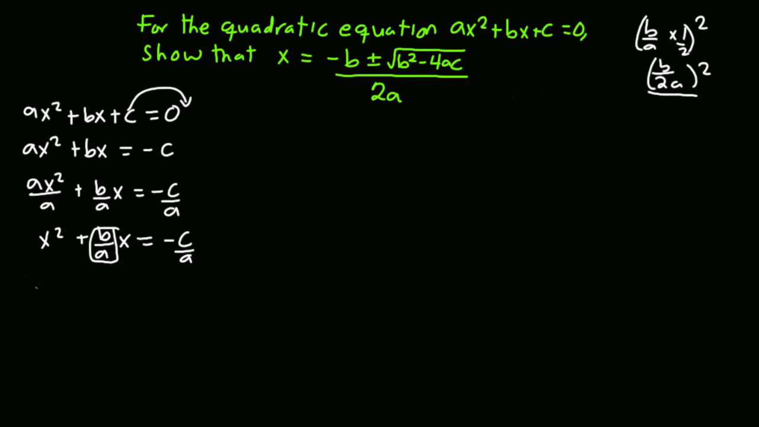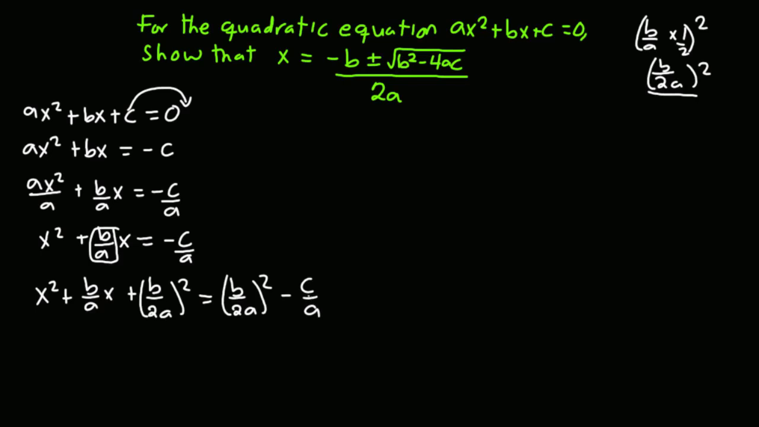So what I mean is x squared plus b on a x plus b on 2a all squared, then we add the same thing, which is b on 2a all squared, on the other side, then minus c on a. The essence of this is so that when we subtract the b on 2a all squared, we'll end up getting back the original equation.